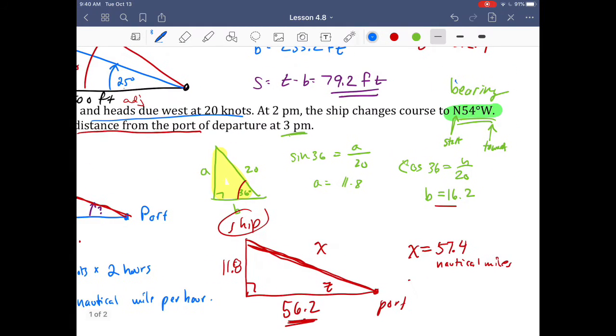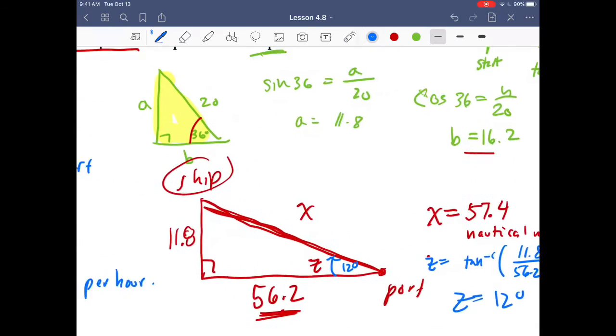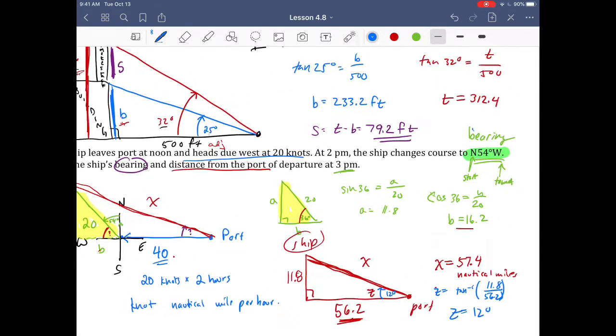And then the bearing, again, a little bit tricky. Angle Z here would be the bearing. What you could do is probably inverse tangent. So Z would be the inverse tangent of 11.8 over 56.2. And so Z would be 12 degrees, but that's not quite the bearing. You have to give it some kind of reference point from north and west.